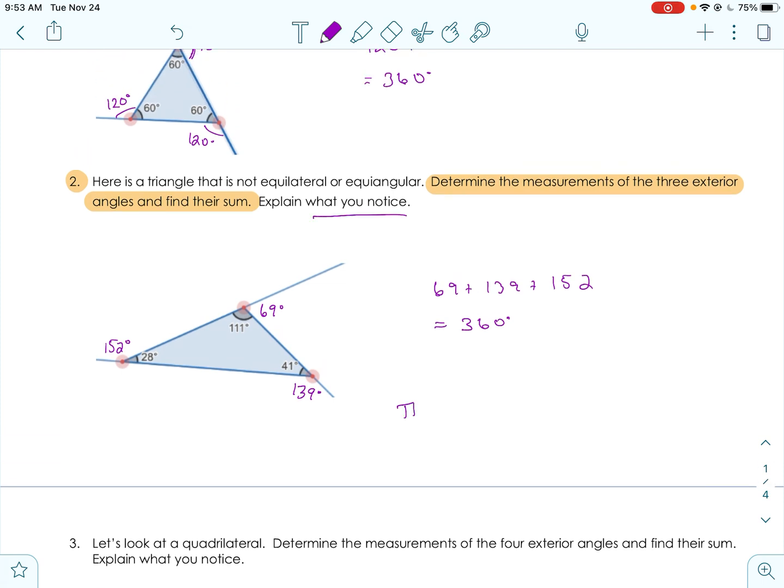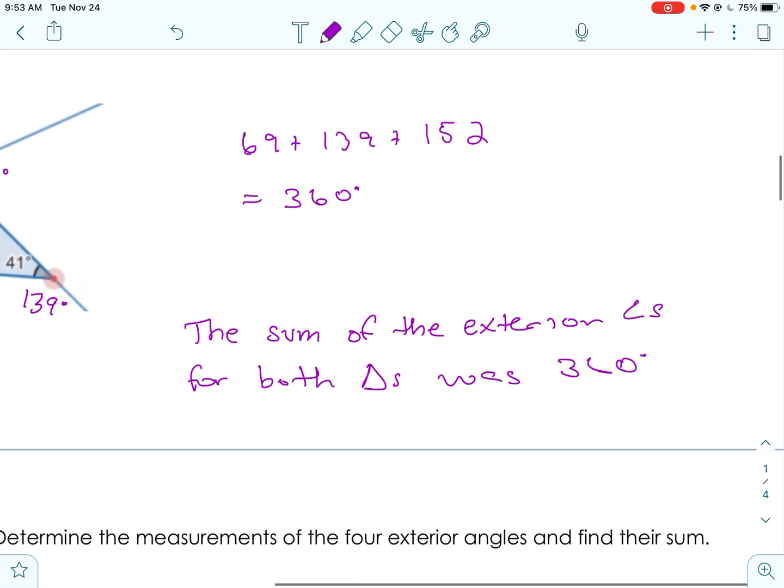We noticed that the sum of the exterior angles for both triangles was 360 degrees.